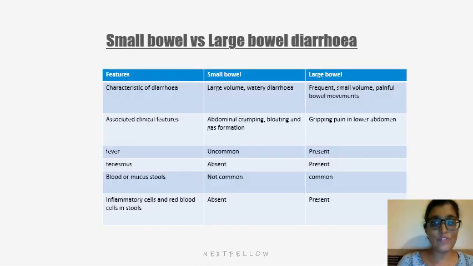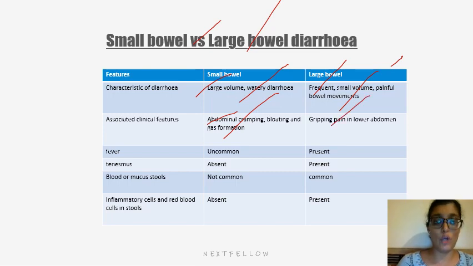Now, the difference between small bowel and large bowel diarrhea. In small bowel diarrhea, the diarrhea is large volume and watery. In large bowel diarrhea, it is frequent, small volume, and there are painful bowel movements. Associated clinical features are abdominal cramping, bloating, and gas formation, whereas in large bowel diarrhea, it is gripping pain in the lower abdomen. Fever is uncommon in small bowel diarrhea, whereas it is present in large bowel diarrhea.